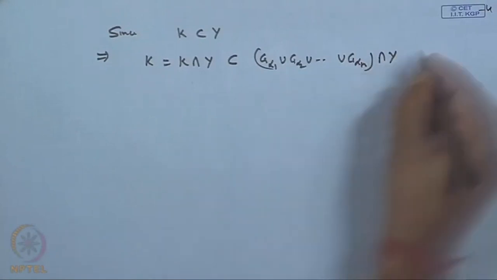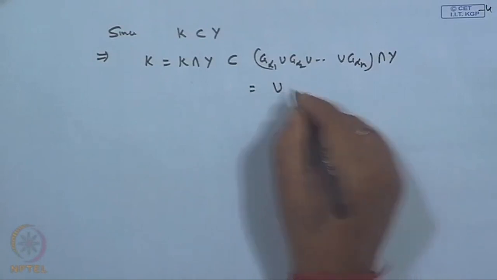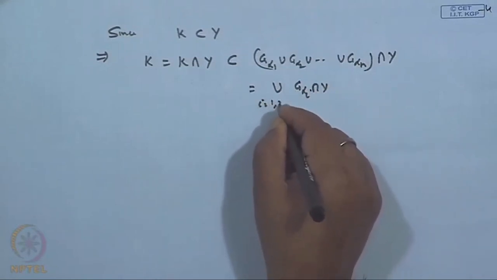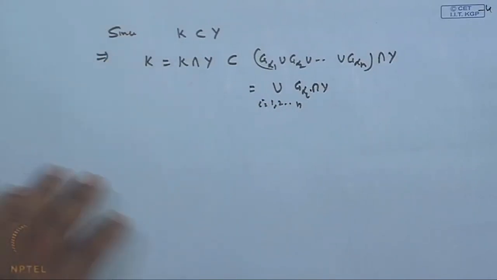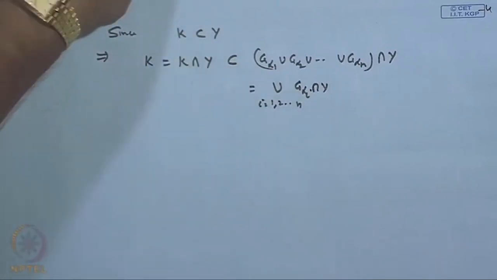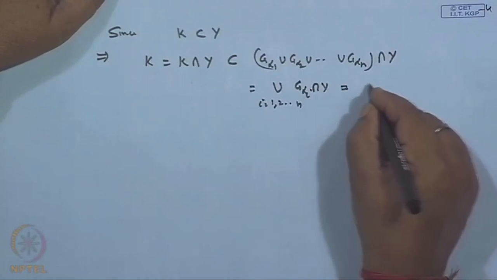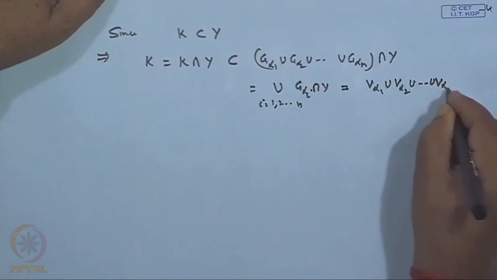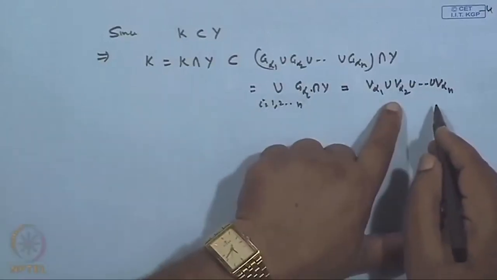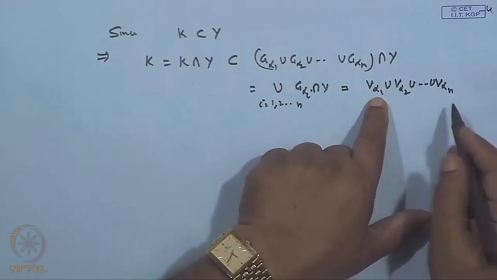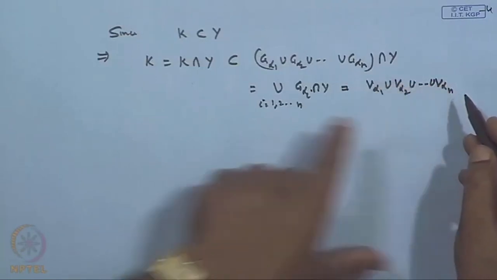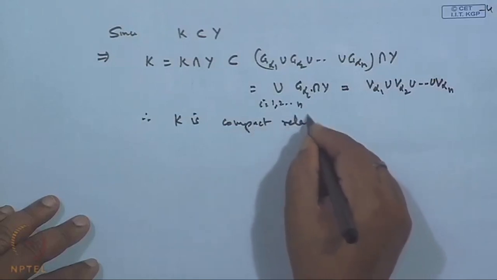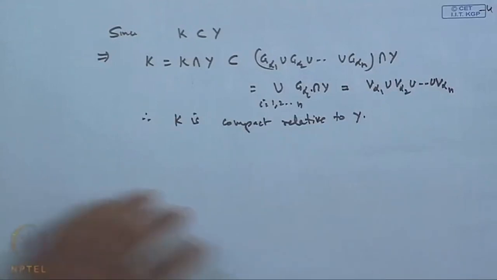And that is the same as the union of G alpha i intersection Y, where i is 1 to n. But G alpha i intersection Y is nothing but V alpha i, is it not? So this is the same as the union V alpha 1 union V alpha 2 union V alpha n. So K is contained in this union, that is, a finite number of open subsets relative to Y covers K. This shows K is compact relative to Y.